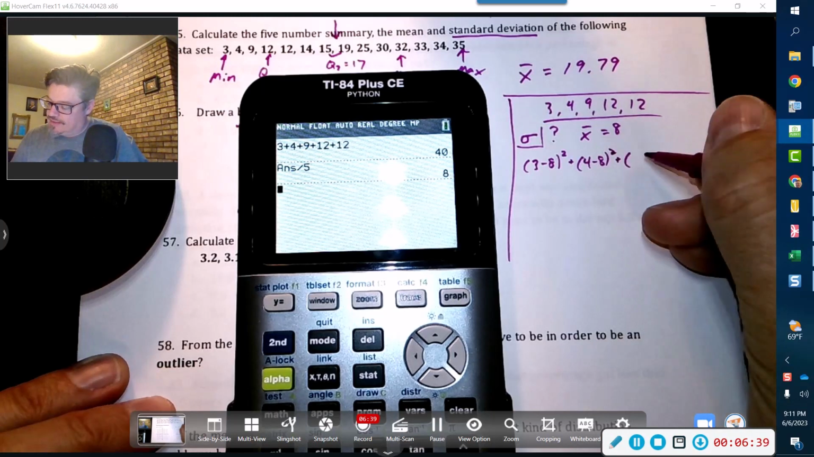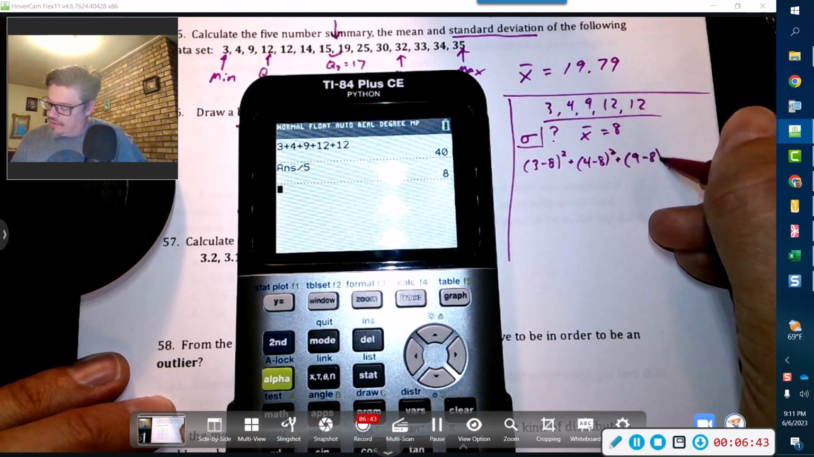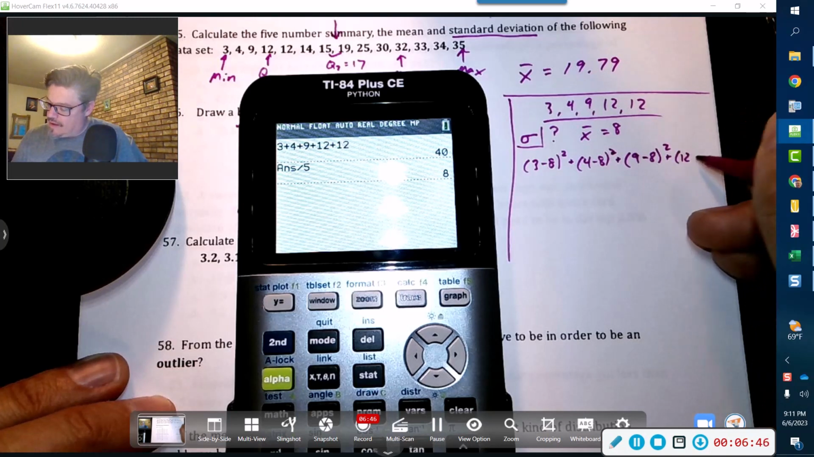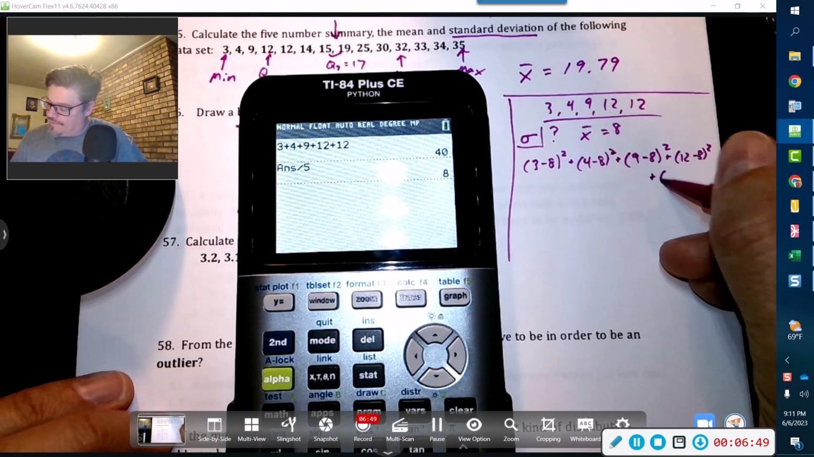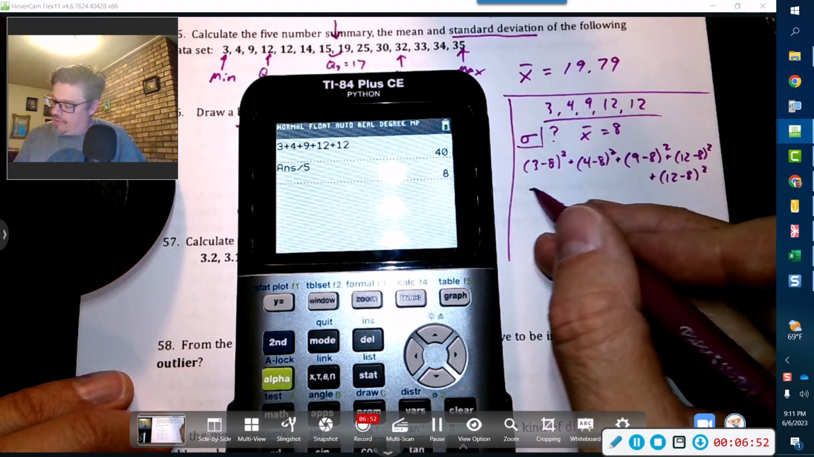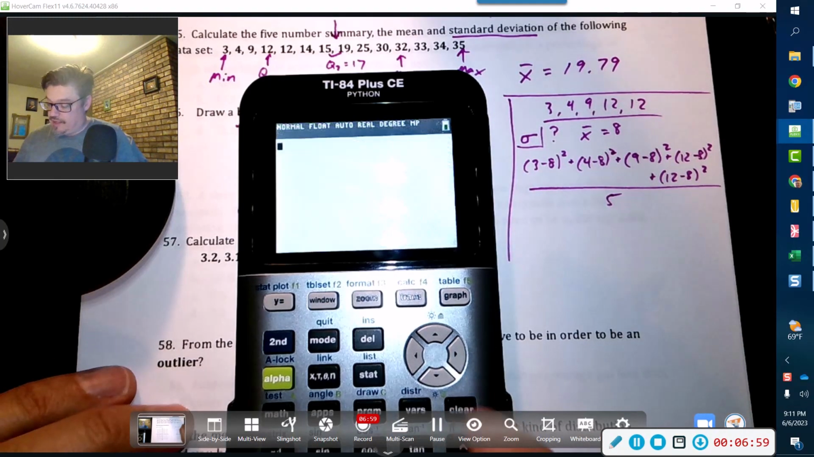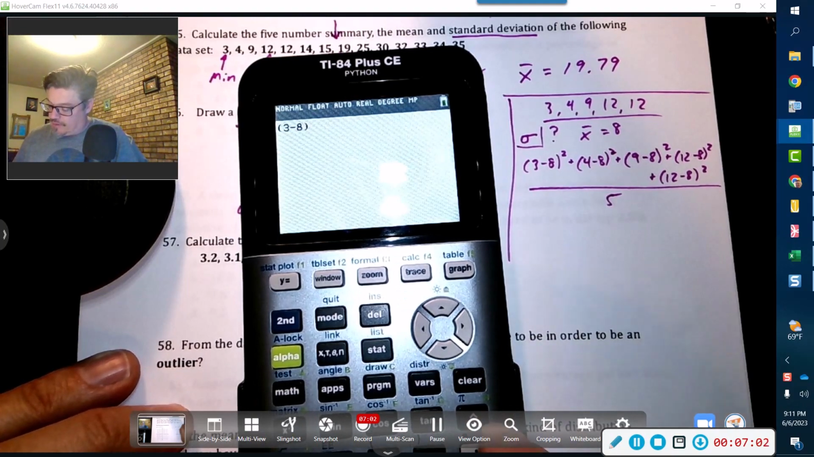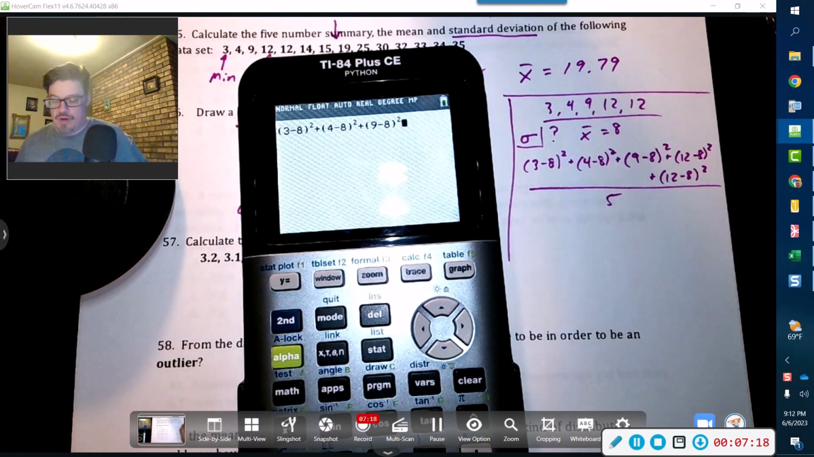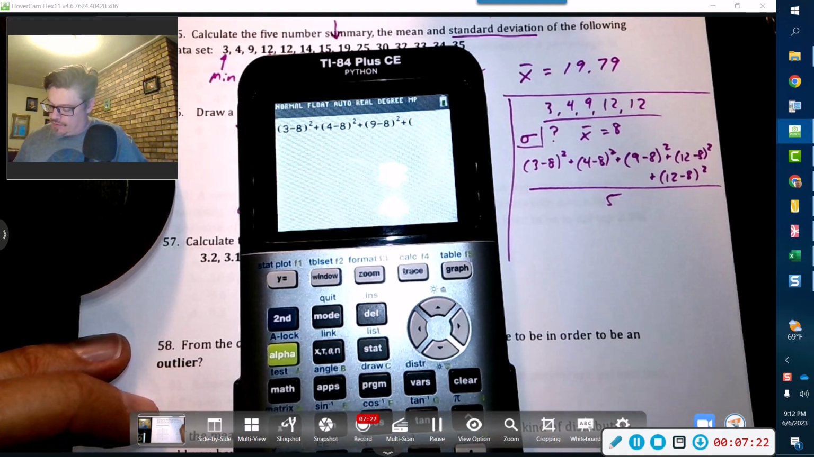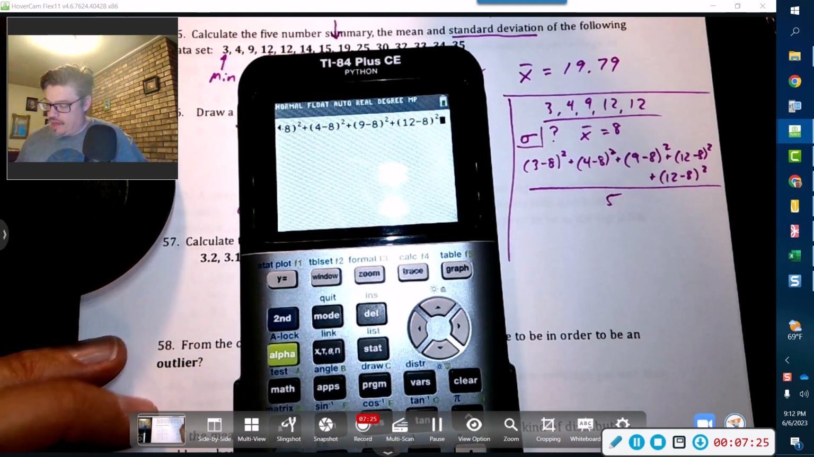And that's going to give us something close, and then I'm going to have to do this. I'm running out of space here. All those numbers I'm going to divide by my 5 pieces of data. So I'm going to very carefully type this in. 3 minus 8 squared plus 4 minus 8 quantity squared plus 9 minus 8, which is just 1. But just for the sake of form, I'm going to stick with what I wrote. Don't try to get fancy. I'm going to go 12 minus 8 and then square that. I'm going to hit enter.